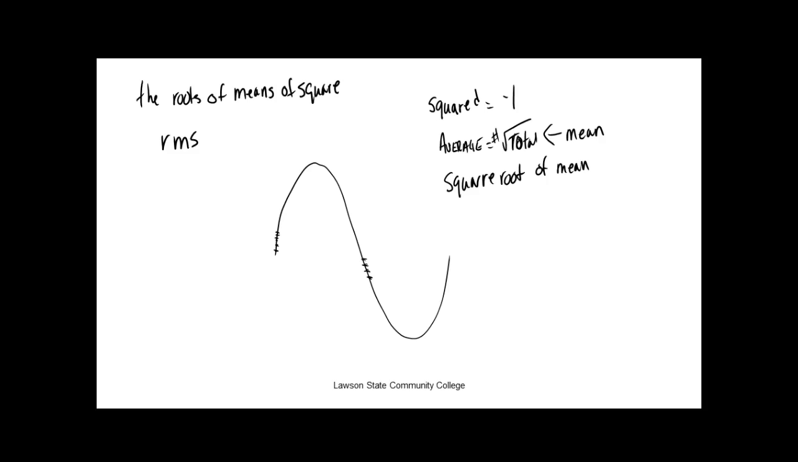Now, if it is a sine wave, this will always be the sine of 45 degrees, or 0.707 times Vp. Always. So the effective voltage, this is not an average, this is an effective voltage.